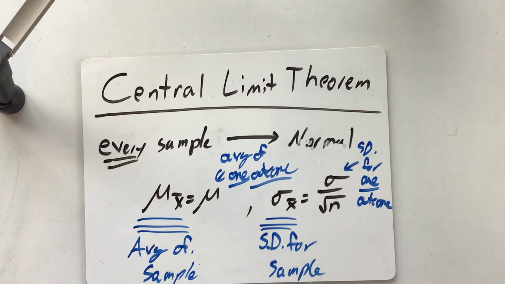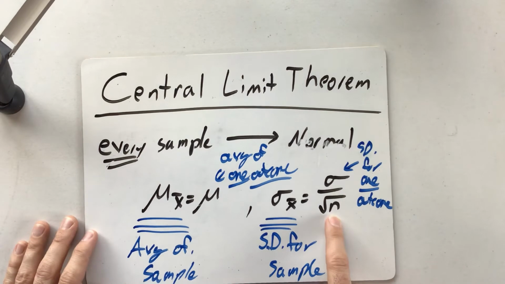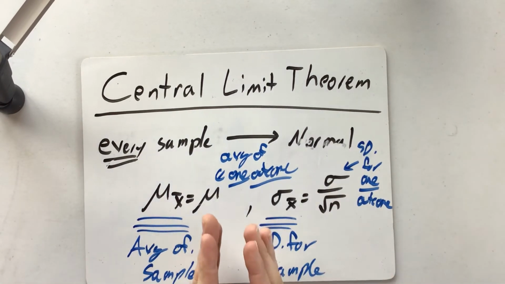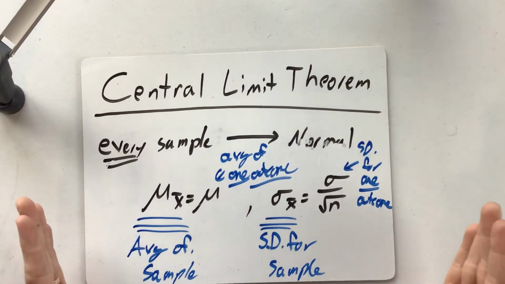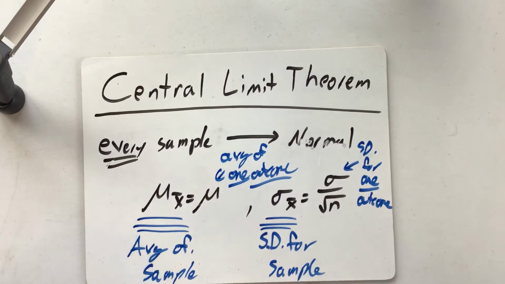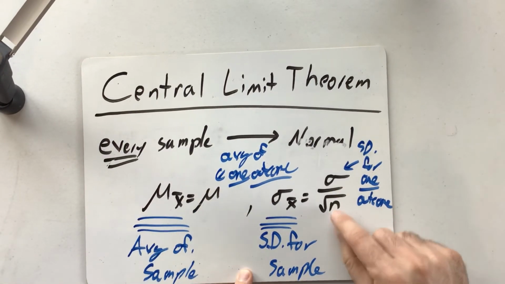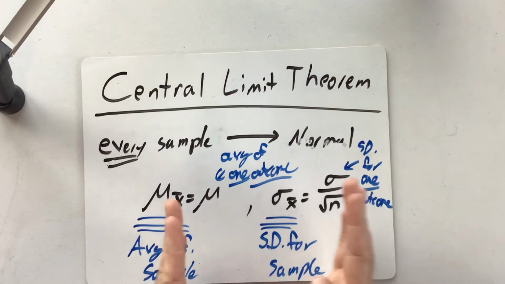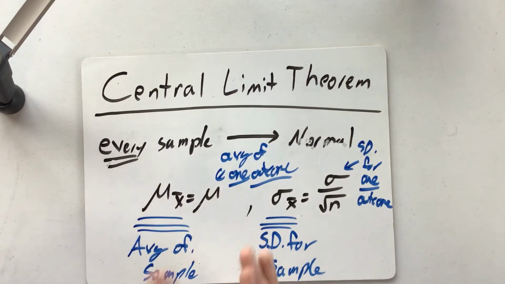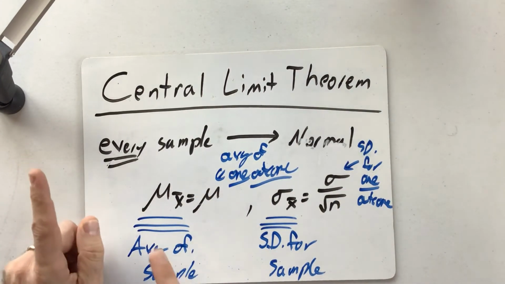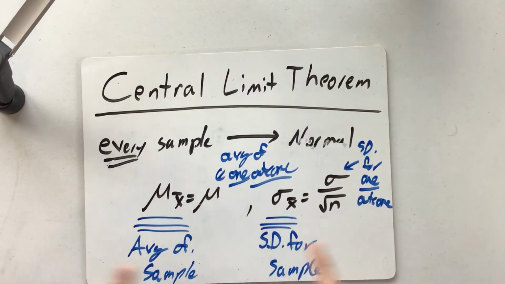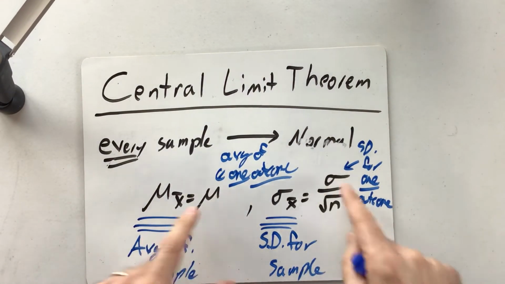And if this were, say, 10,000, then all of a sudden we'd be dividing it by 100. And if it were 1,000,000, we'd be dividing it by 1,000. And so each time, as this number gets bigger and bigger, our standard deviation for our sample becomes smaller and smaller. So we're really making the difference between one outcome and many outcomes. And so these are the many outcome formulas.